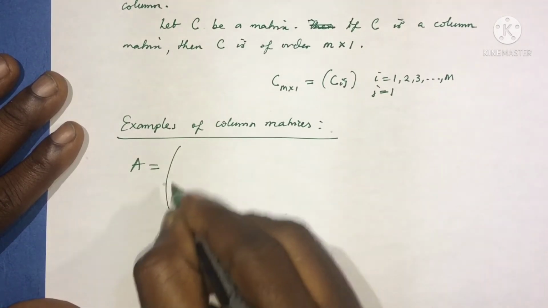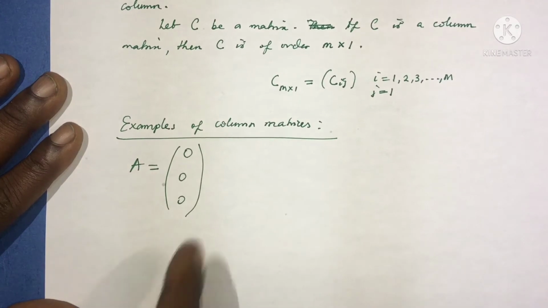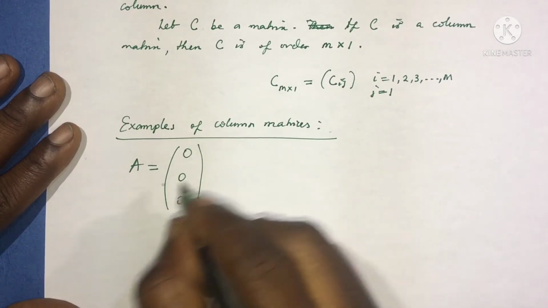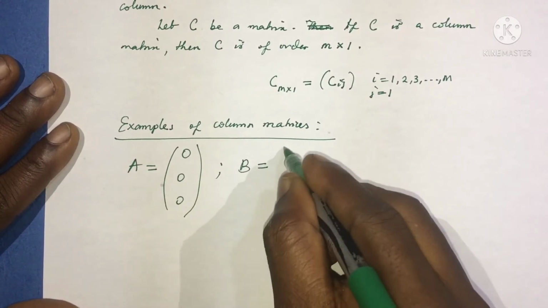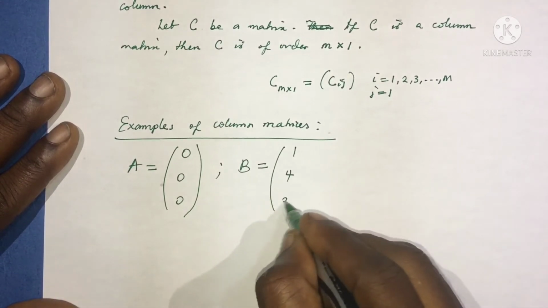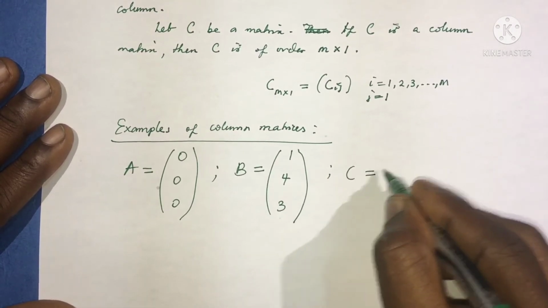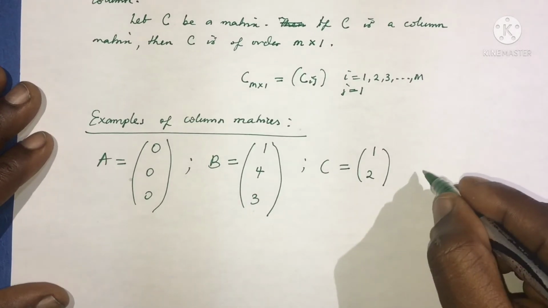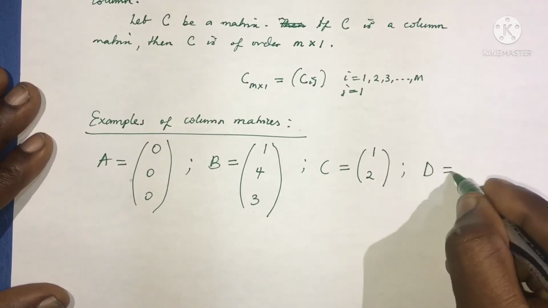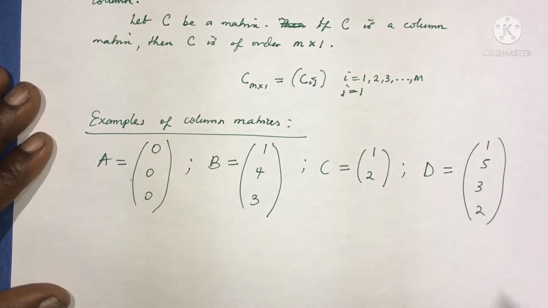A equals 0, 0, 0 is a column matrix, even as it is a row matrix or a zero matrix. B equals 1, 4, 3 is a column matrix. C equals 1, 2 is a column matrix. D equals 1, 5, 3, 2 is a column matrix.